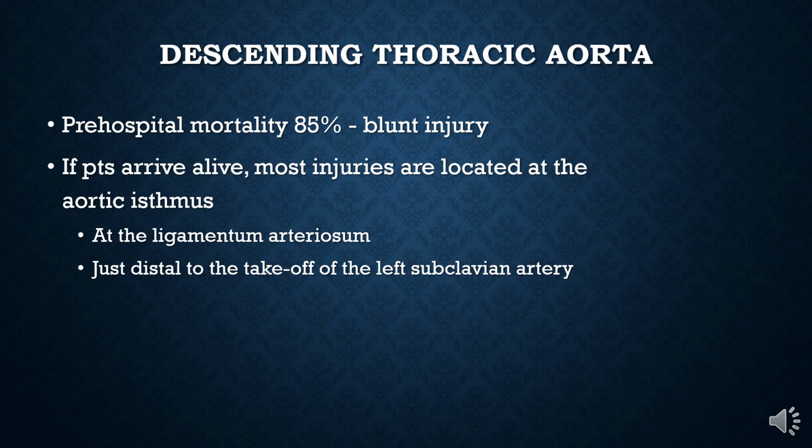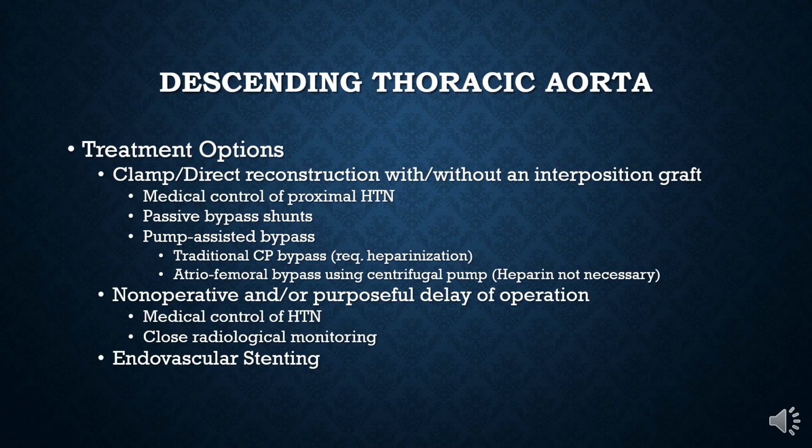Pre-hospital mortality is 85% for blunt injury, if patients arrive alive. Most injuries are located at the aortic isthmus, at the ligamentum arteriosum, just distal to the takeoff of the left subclavian artery. Treatment options: clamp and direct reconstruction with or without interposition graft, medical control of proximal hypertension, passive bypass shunt, pump-assisted bypass, traditional cardiopulmonary bypass requiring heparinization, aortofemoral bypass using centrifugal pump where heparin is not necessary, atriofemoral bypass, and non-operative or purposeful delay in operation with medical control of hypertension and close radiological monitoring. Another option is endovascular stenting.